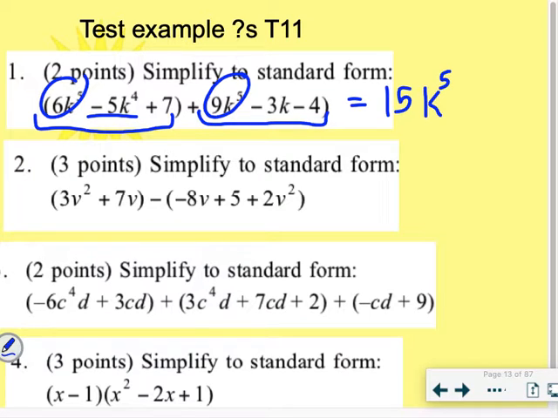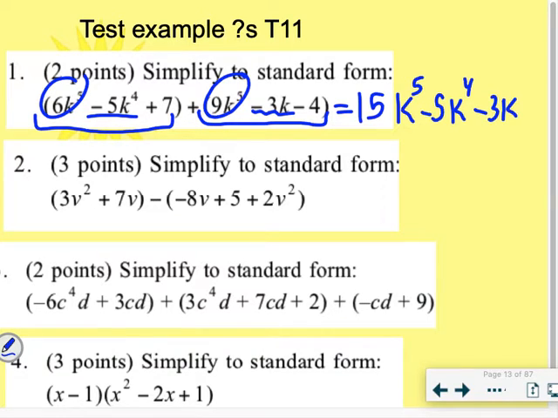Negative 5k to the fourth is the only k to the fourth term, so we're going to have a minus 5k to the fourth. You could also write that as plus a negative 5k to the fourth. Then we're going to have no k cubes. I suppose if you wanted, you could put plus 0k cubed and 0k squared. Then we're going to have our negative 3k, and again, you could write minus 3k or plus negative 3k.